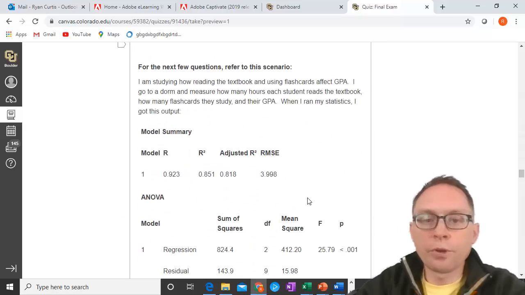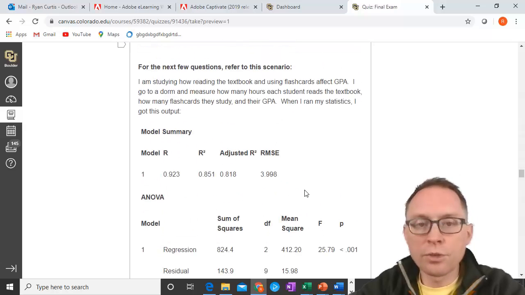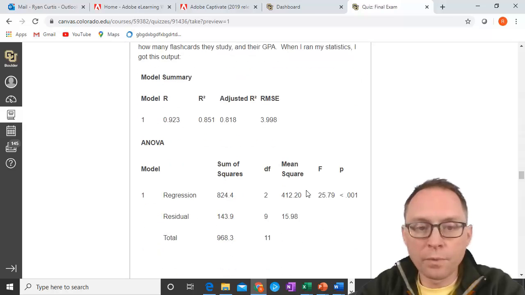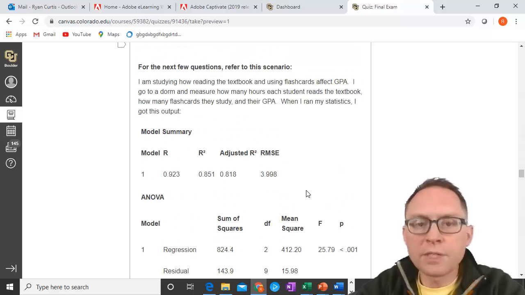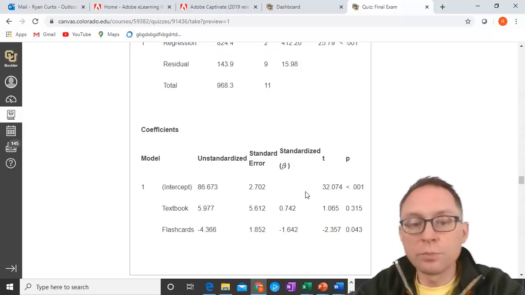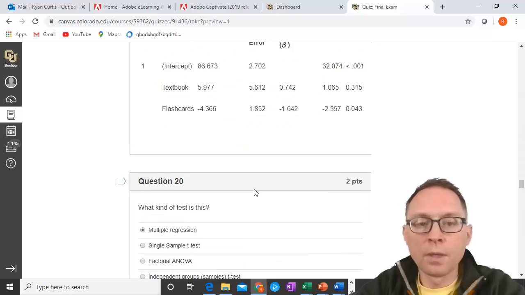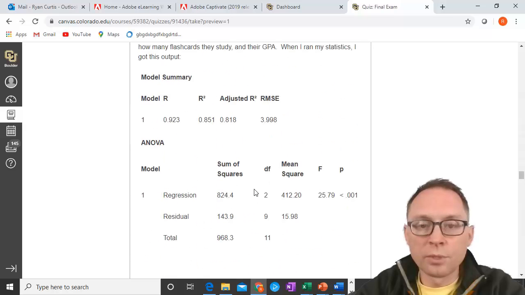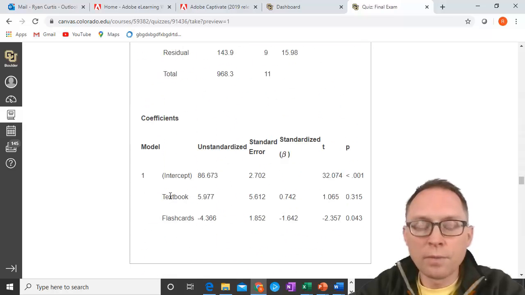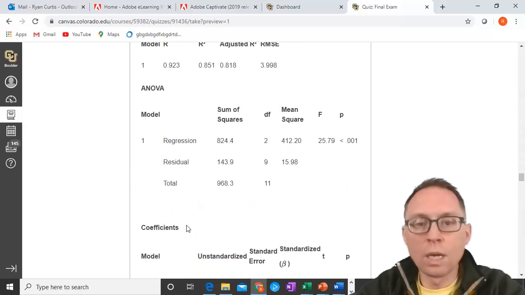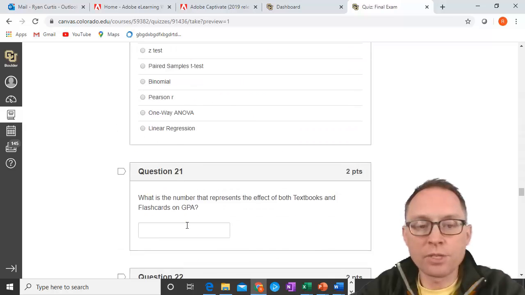The next few questions, we're going to refer to this scenario. What we're going to show you here is several different things talking about GPA. Textbooks and flashcards affect your GPA. This is a multiple regression. How do I know? Because this is what a multiple regression looks like: I've got two variables, textbook use and flashcards, predicting one variable, which is the GPA. So I know that's a multiple regression.